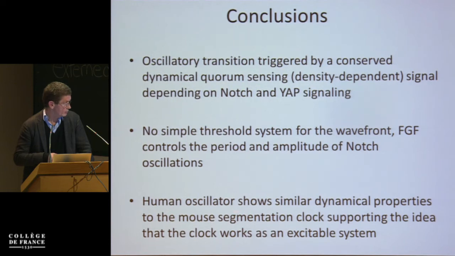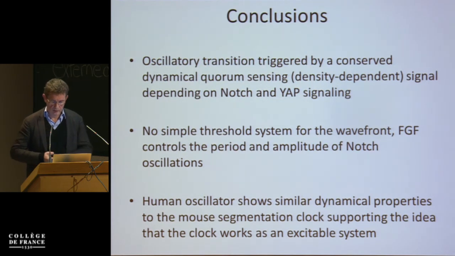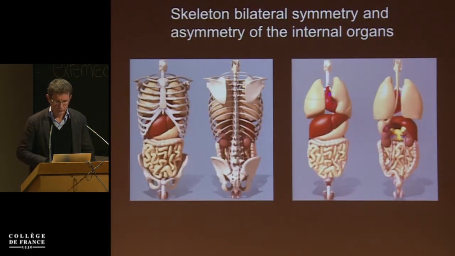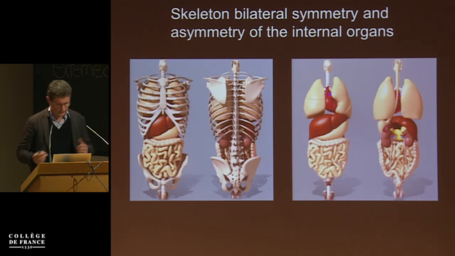And the human oscillator appears to show very similar dynamical properties to the mouse segmentation clock, which further argues that the system works as an excitable system and also provides us with a great tool to dissect this system in vitro. So now I just want to finish by telling you about another aspect of the development of the somites, which has to do with the bilateral symmetry of the system.